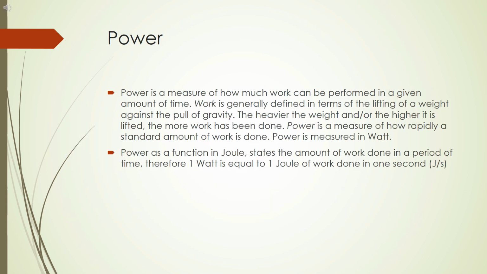Power is a measure of how much work can be performed in a given amount of time. Work is generally defined in terms of the lifting of weight against the pull of gravity. The heavier the weight and/or the higher it is lifted, the more work has been done. Power is a measure of how rapidly a standard amount of work is done. Power is measured in watt. Power as a function of joule states the amount of work done in a period of time, therefore 1 watt is equal to 1 joule of work done in 1 second, joule per second.